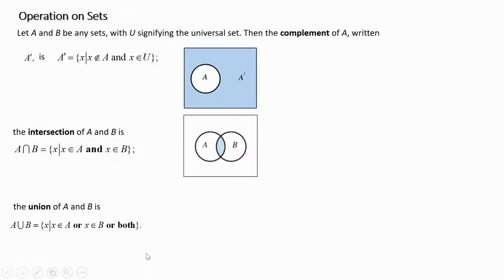And for the union, A union B equals the set of X such that X is an element of A or X is an element of B or both. And that's what it means. That's the union.